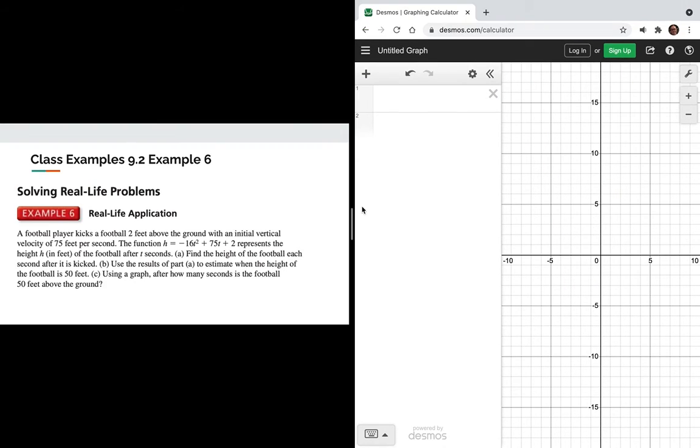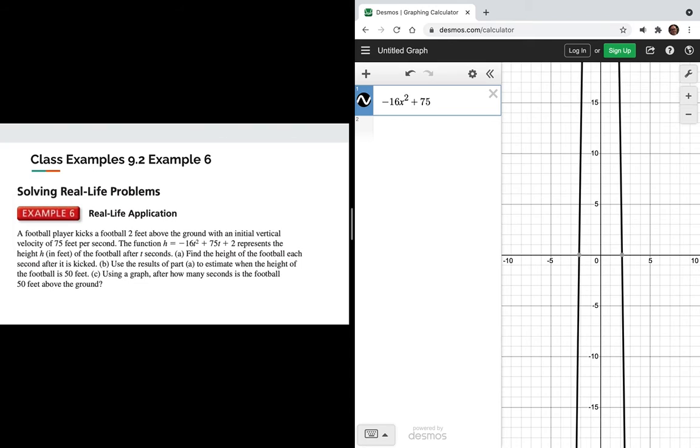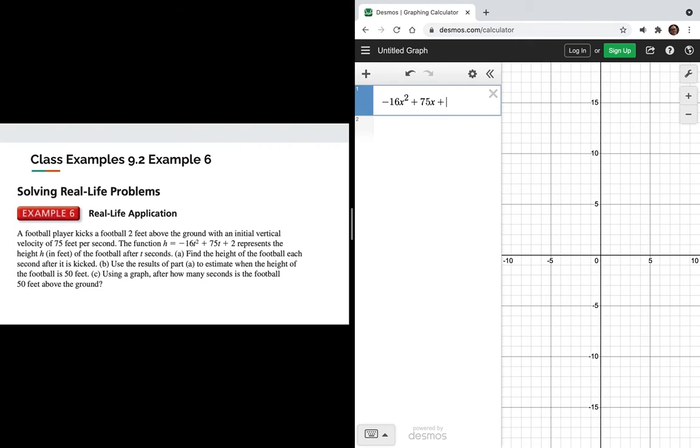All right, here's our last example from lesson 9.2. This one here is a real-world application. So the first thing we want to type in is our equation. We have negative 16 t. In this case, we're just going to use x because Desmos won't recognize t. So just replace the t's with x's here. Plus 75 plus 2.